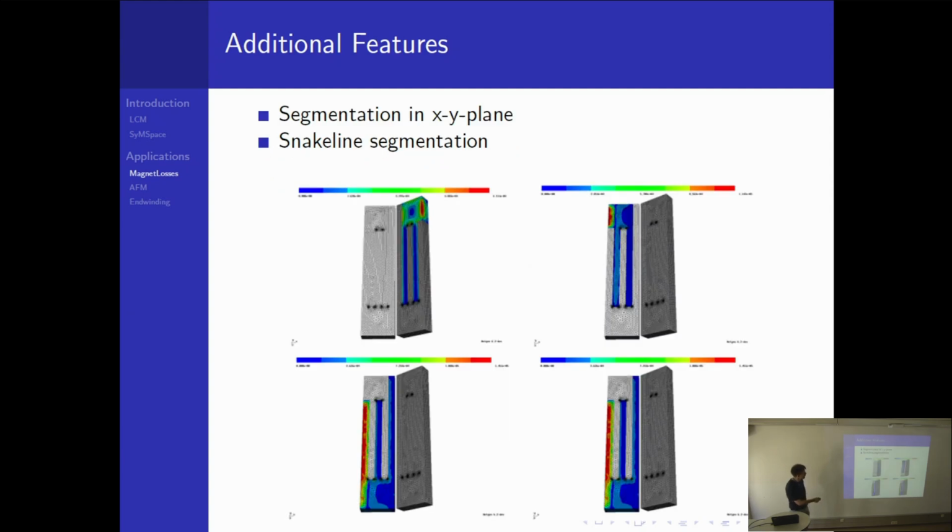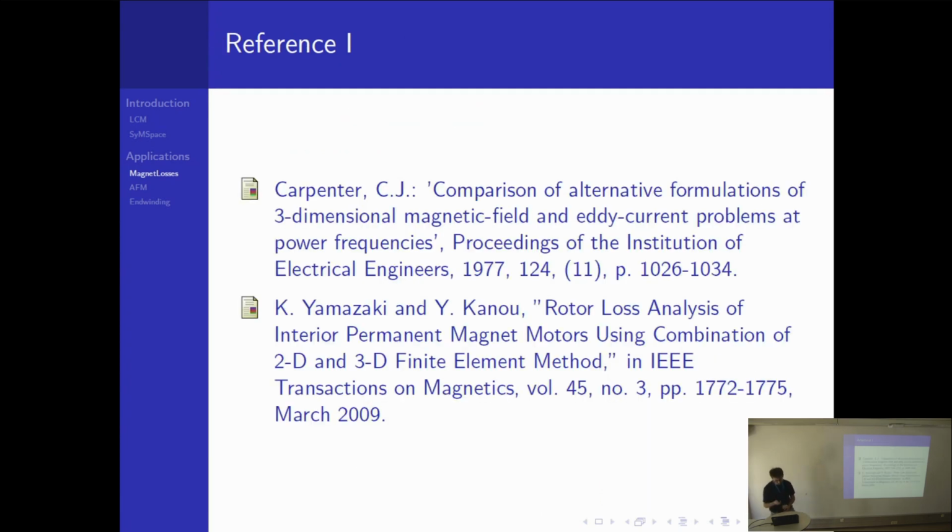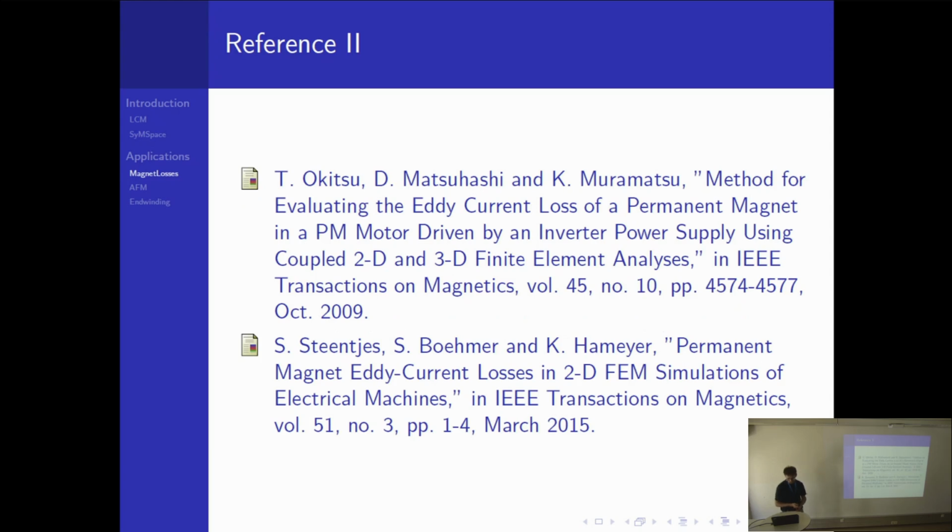Okay, those are pictures of how this would look like. These are V-shaped magnets, as you have seen in the Prius motor, and in this case you have more snake lines than in the example before. Here are some references for this approach.